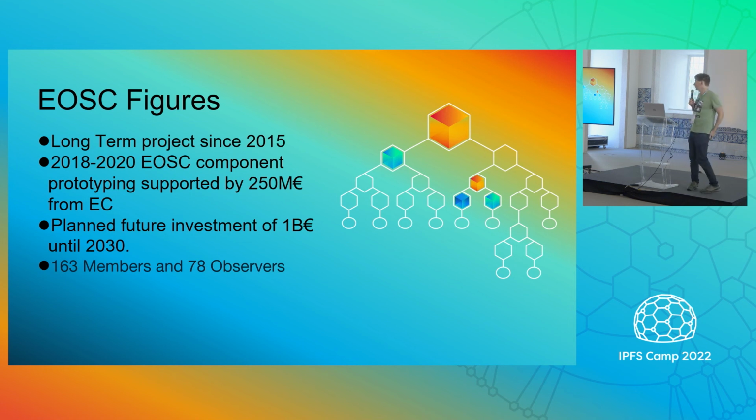It started in 2015, and that was when the first idea was developed, and then there was a prototyping phase, which was funded with 250 million euros from the European Commission, and now there's the next phase until 2030, where there's a public-private partnership with a total investment of 1 billion euro, and this is to build this European Open Science Cloud. There are a lot of people and a lot of countries involved from Europe, but also observers from outside Europe.